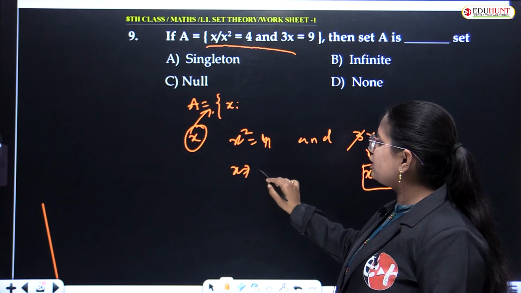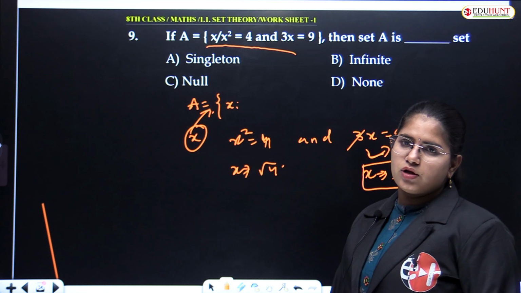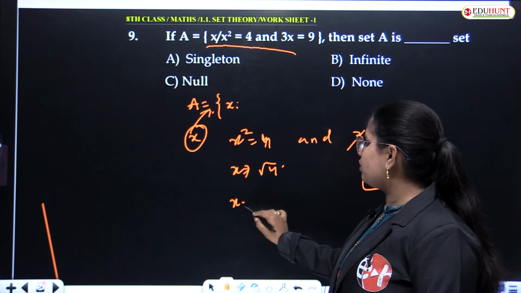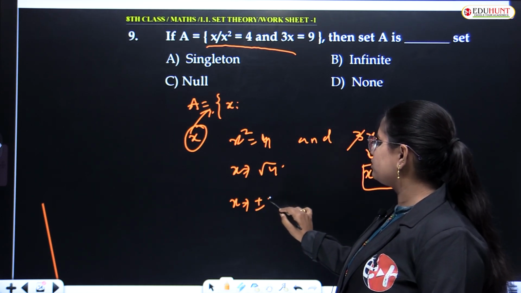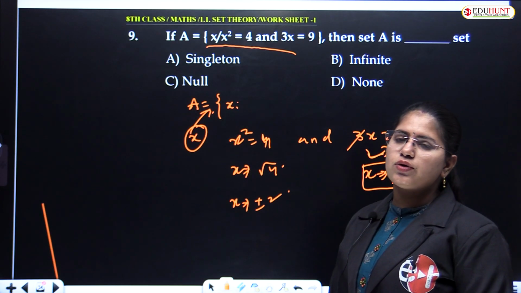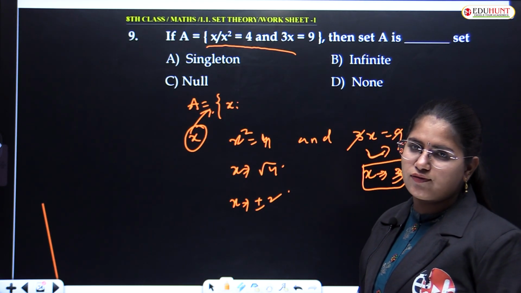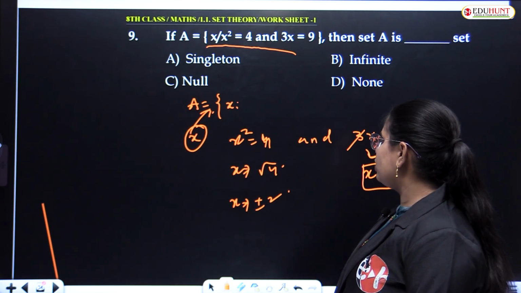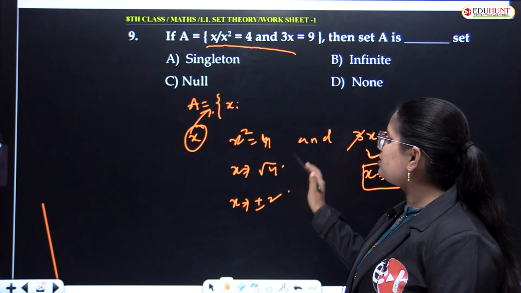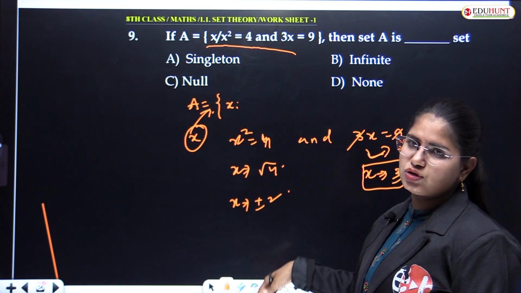Transform the square to that side, it will become root 4. What is the value of root 4? X is equal to plus or minus 2, right? Minus 2 whole square is also 4. Plus 2 whole square is also 4. So you are having such type of elements: 2, 3, minus 2 and 3.